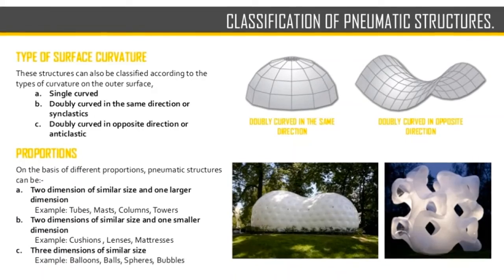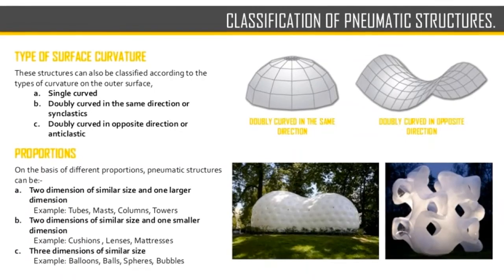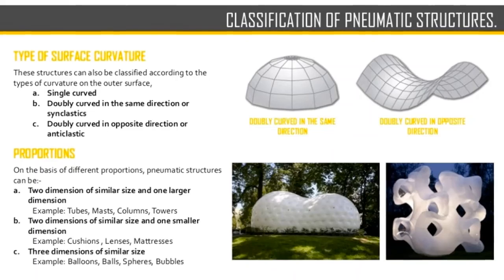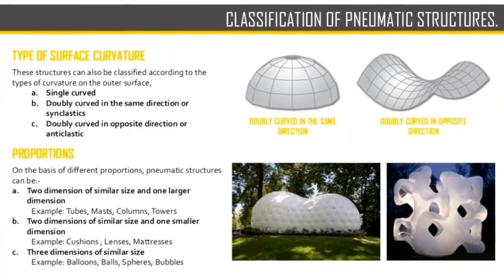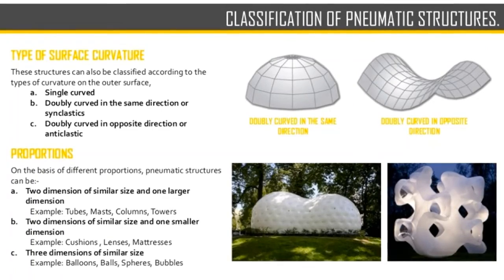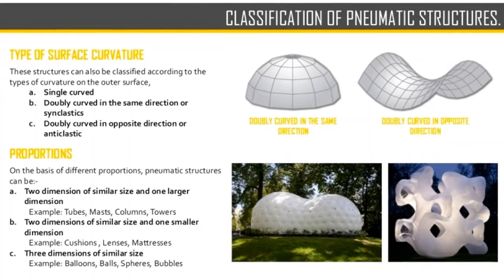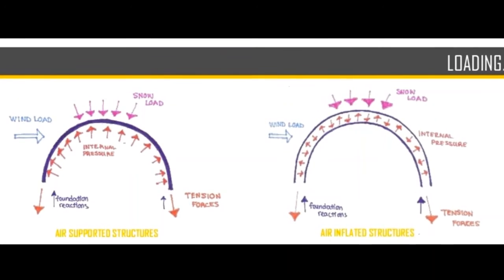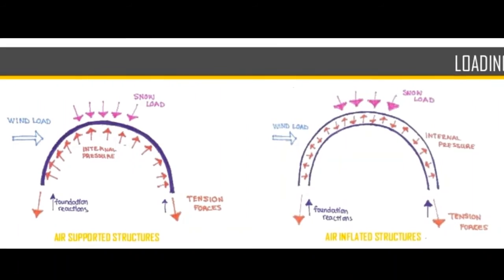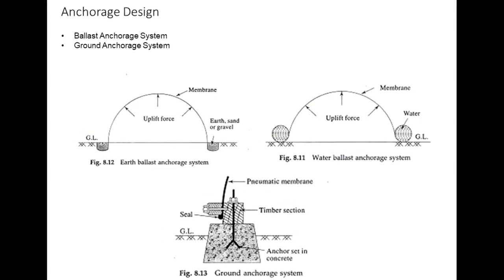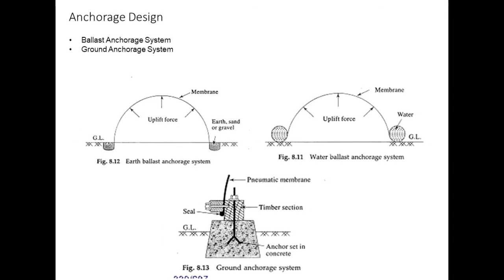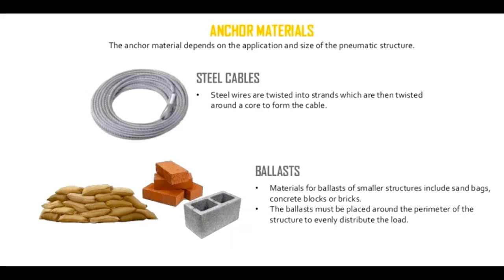Classification of pneumatic structure can also depend on the surface curvature as synclastic or anticlastic, that is, curved in the same direction or curved in opposite direction. Wind and snow loads are the primary loads acting on these structures, for which the anchorage has to be designed. It is done as ballast anchorage system or ground anchorage system.